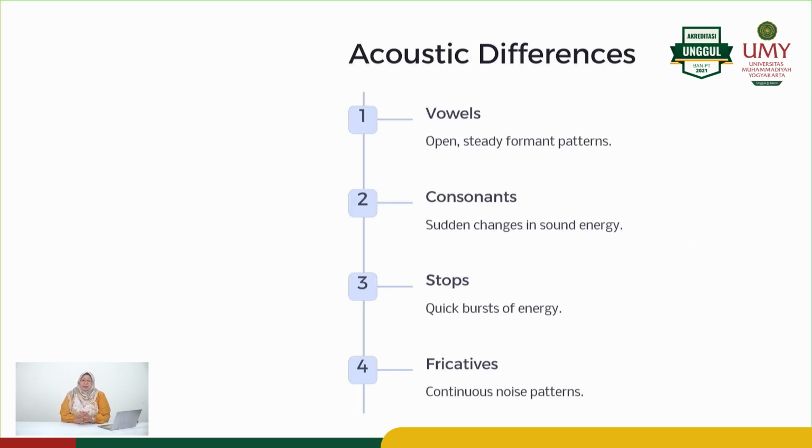Okay, now let's take a look at acoustic differences between consonants and vowels. Vowels and consonants behave differently in acoustic phonetics. Vowels have smooth and steady formant patterns, while consonants show sudden changes in energy. Stops like p and t appear as brief bursts of sound, while fricatives like s and f create continuous noise. Spectrograms help us identify these different sound patterns.